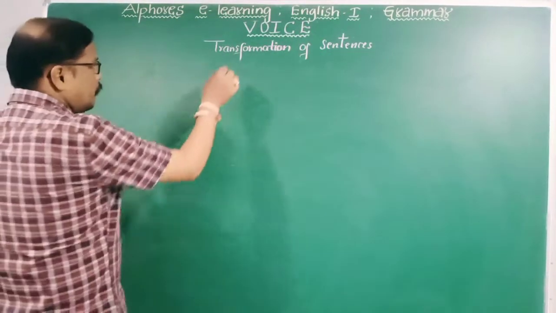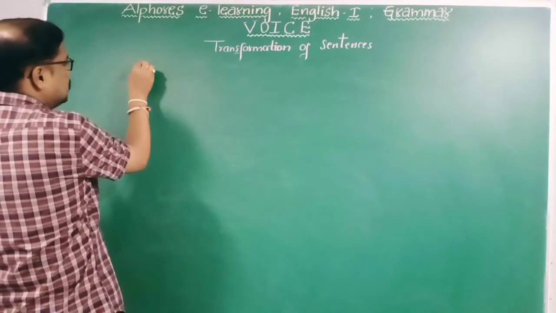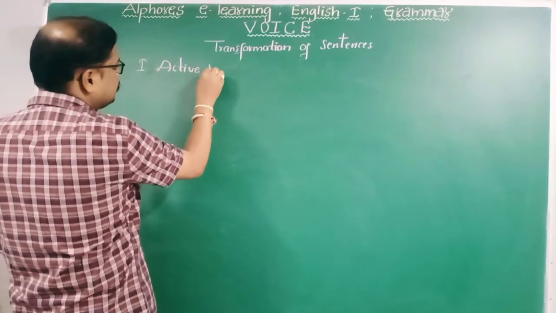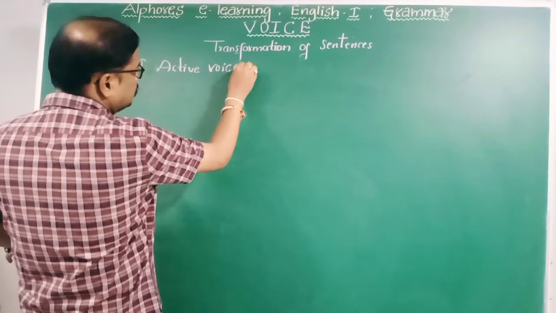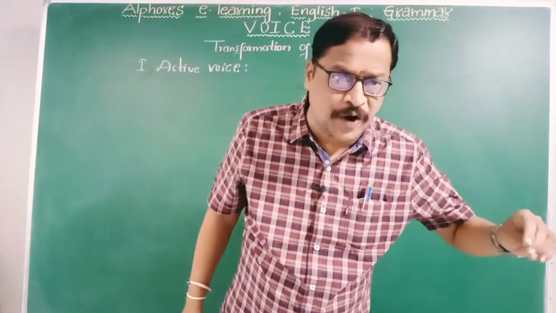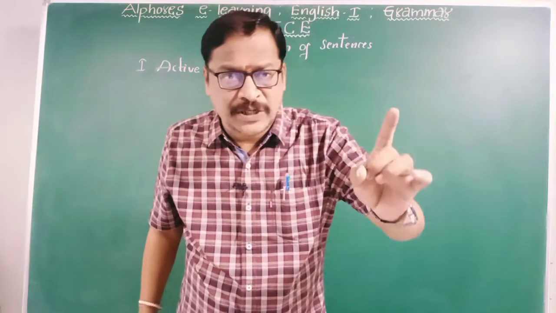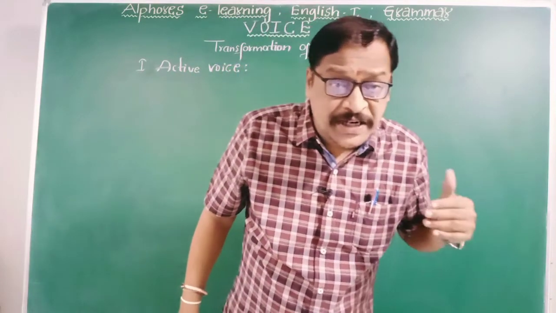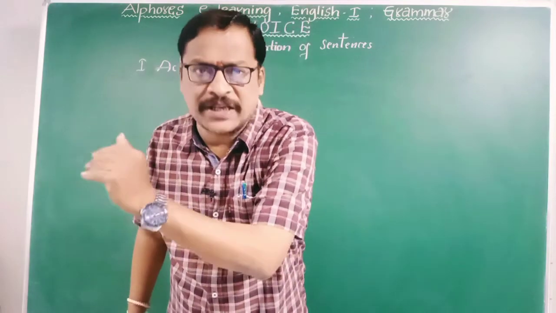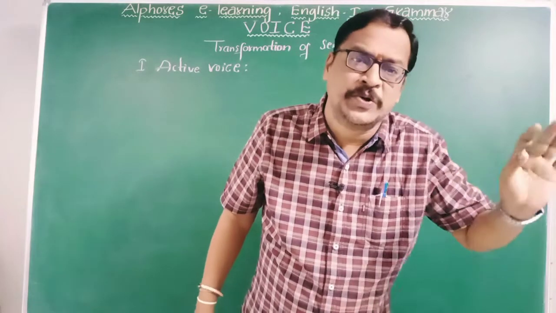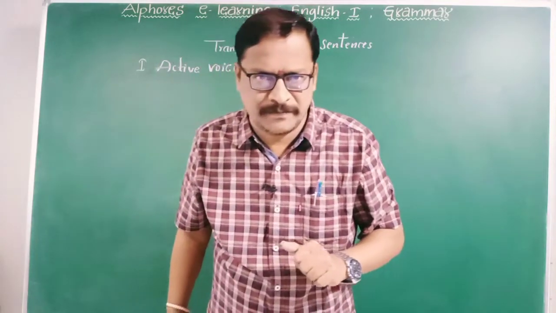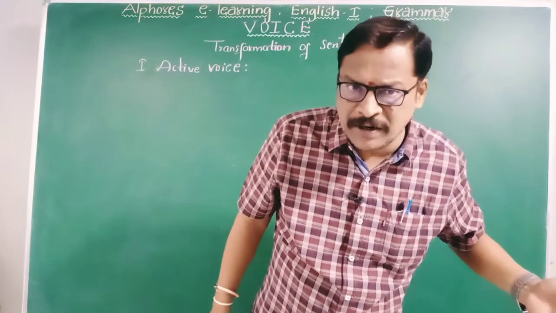So first of all, voice is divided into active voice and passive voice. First, let me write active voice. Please remember, when a sentence is to be transformed from active voice to passive voice, the verb must be transitive. What is a transitive verb? A verb which has an object is called a transitive verb. For example, I say I go to college. It cannot be transformed into passive voice. Okay. I drink water. It has passive form.